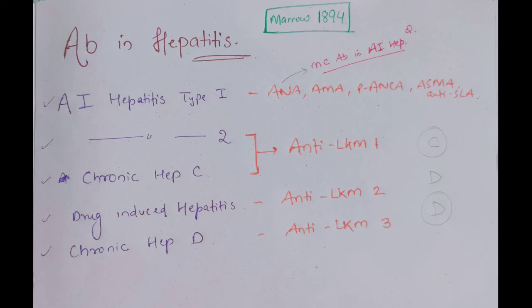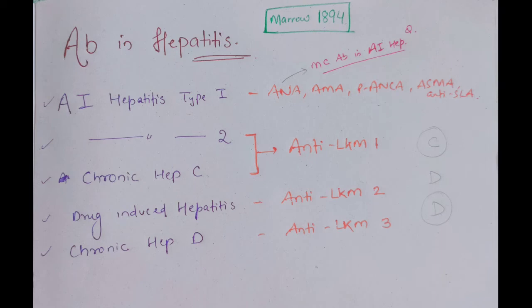So in the sequence 1, 2 and 3, 1 is on the top and C is on the top, that is it is before D. Then anti-LKM3 corresponding to D, that is on the bottom. Now let's see the C and D first. So anti-LKM1 is for C, that is chronic hepatitis C, and it was also for autoimmune hepatitis type 2.